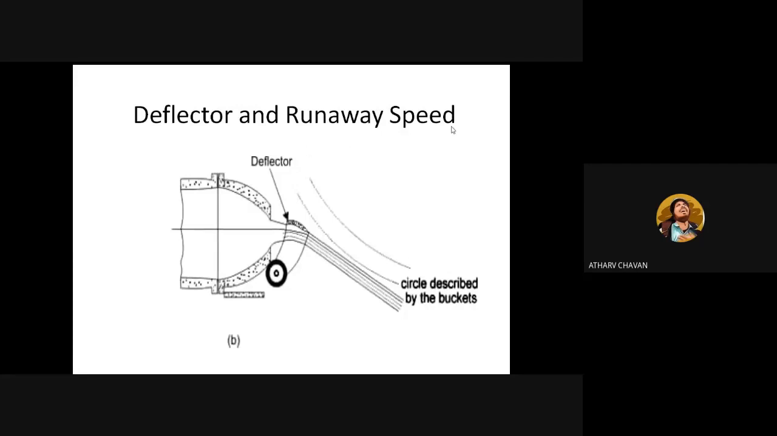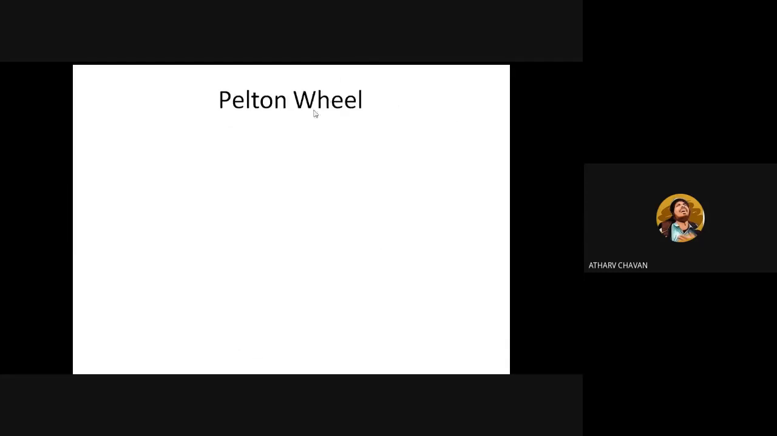And the runaway speed is nothing but the unsafe speed which the turbine attains due to a change in the load or something. So the deflector also helps in avoiding the unsafe speed which the turbine attains. It can act as a regulator of the jet, or even deflect the jet totally to stop the turbine. So this is the advantage of giving a deflector.